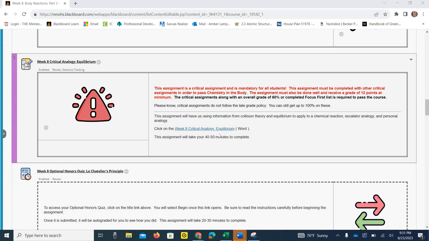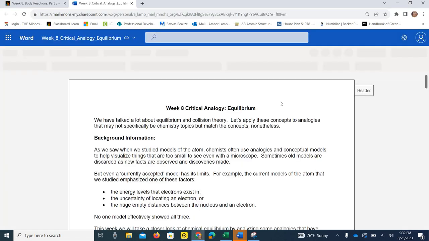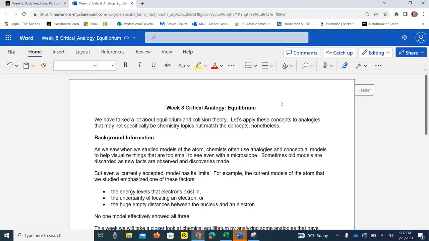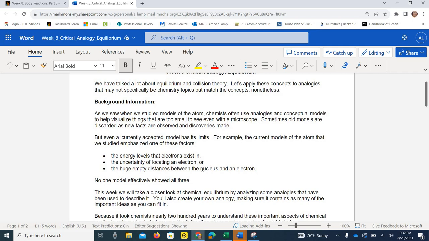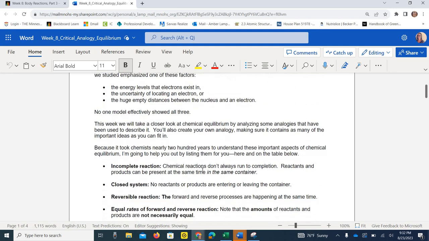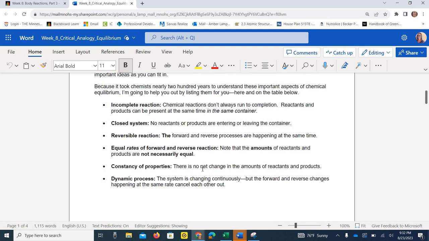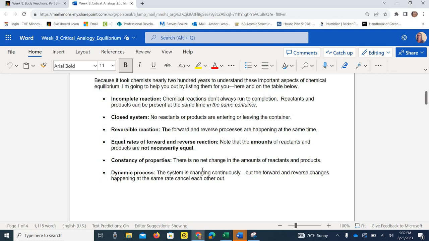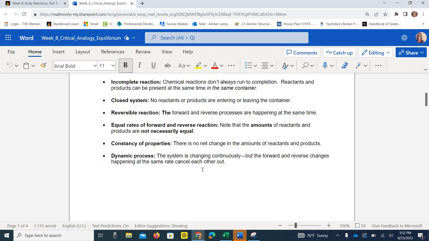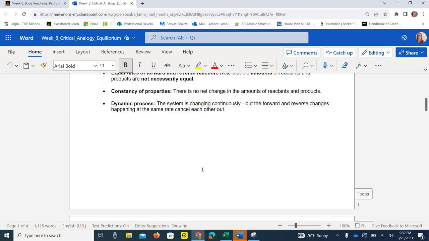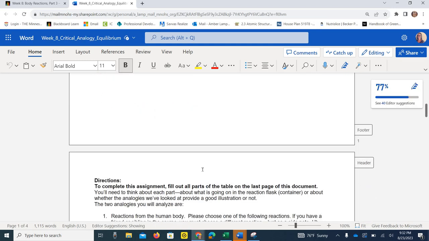Now, in order to access your critical analogy assignment, you're going to click on this link right here, and that's going to open up into a OneDrive document like this. Now when you look at this, it's going to have some background information. I highly recommend that you read the background information because it's going to give you definitions and talk about the things you're going to see within the table itself. So this is going to have all the little pre-knowledge and review that you're going to need in order to be successful. So make sure you read that first page.